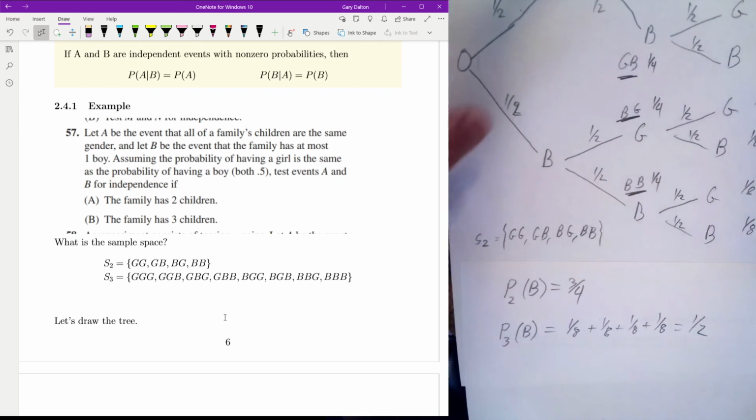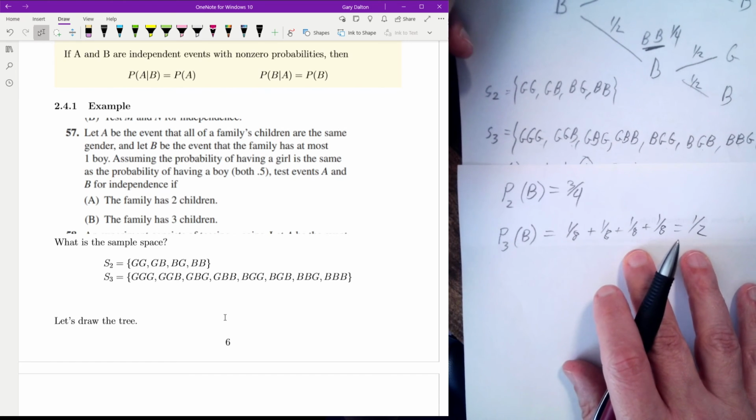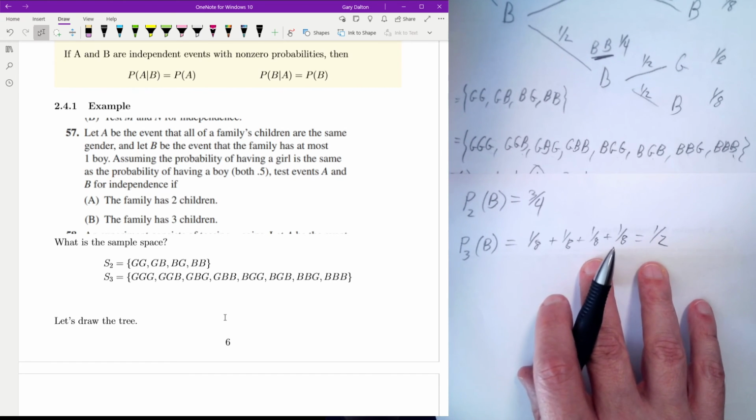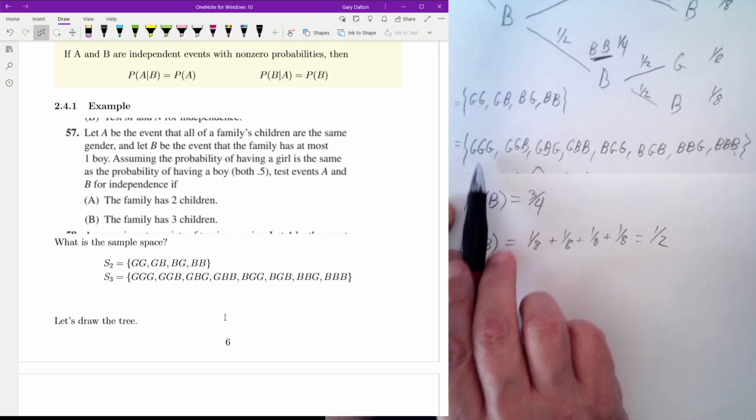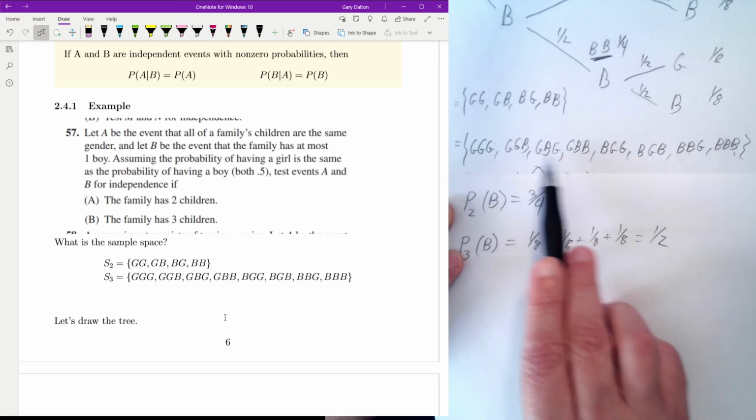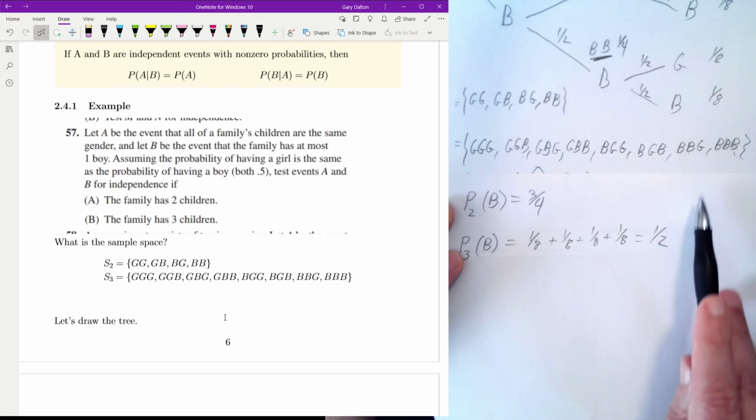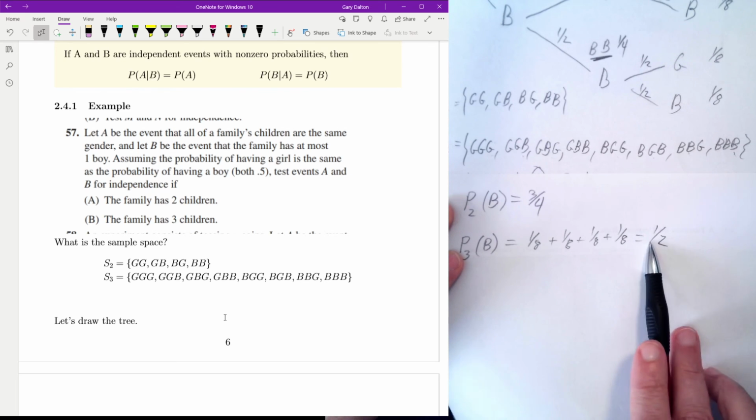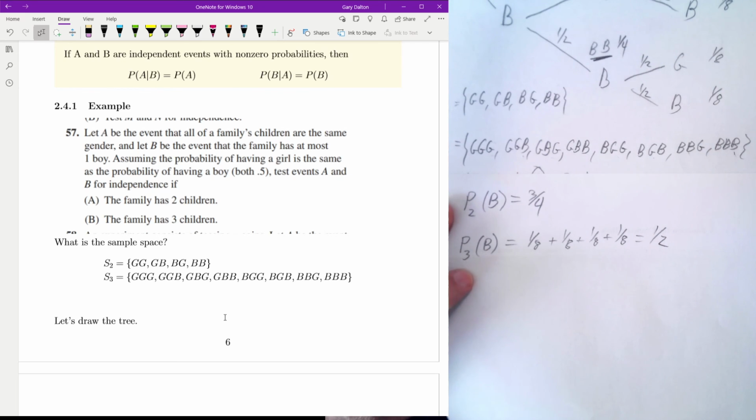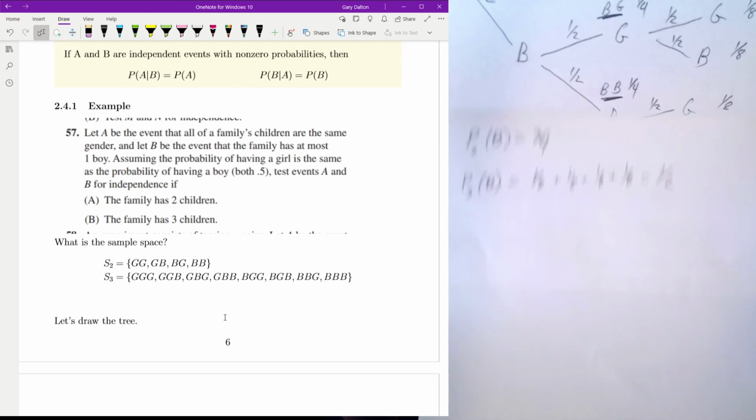Okay. Could we also calculate that using our sample space? Of course we could. In that case, we would have 1, 2, 3, 4, 4 divided by 8, which is 1/2. So we're going to get that same result regardless of how we calculate that.